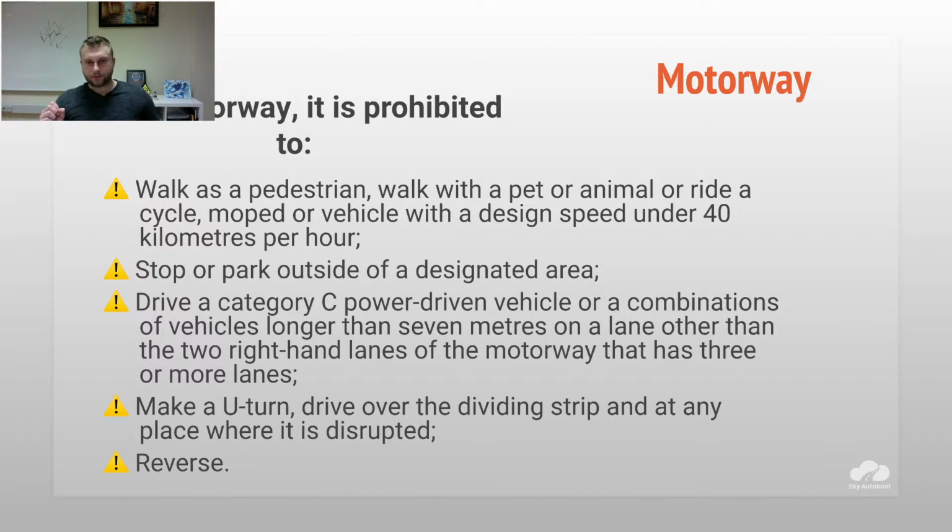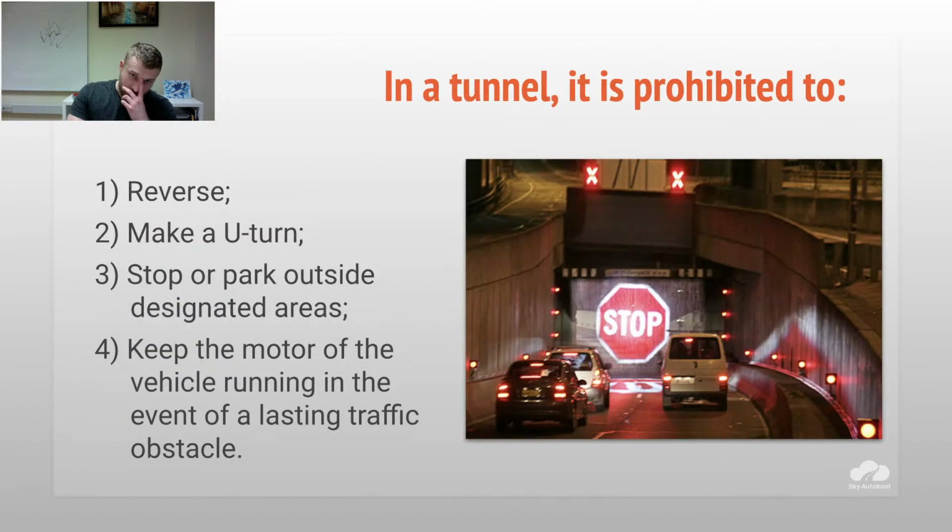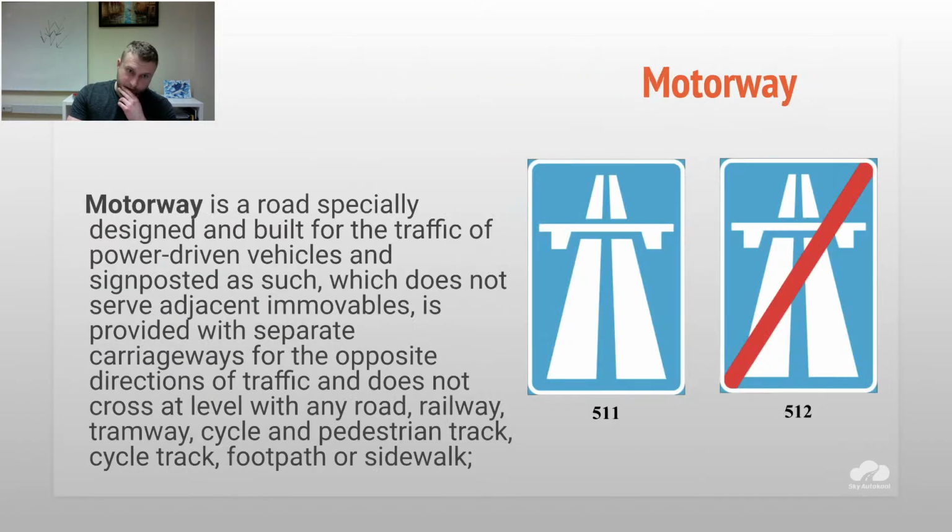Also prohibited is to make a U-turn, drive over the dividing strip, and at any place where it's disrupted. So it's prohibited to make a U-turn, cross the dividing strip, and so on. And of course, it's prohibited to reverse. You cannot reverse on the motorway. Try to remember these prohibitions, because they can also be asked on the test. They like these questions. I don't know why, we don't even have this in Estonia, but still they ask it.